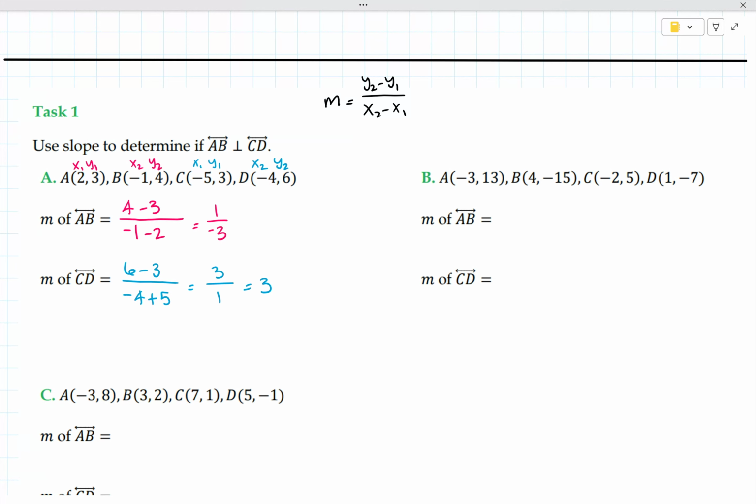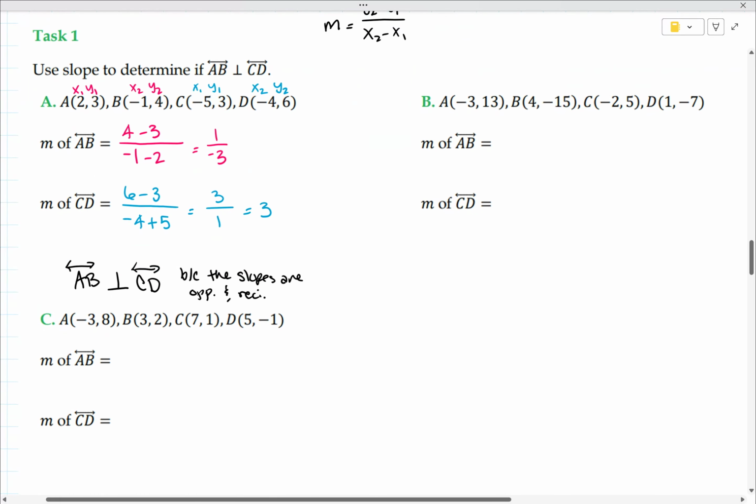So I'm kind of looking at our slopes. So check, they're opposite signs. One's positive, one's negative. And they are reciprocals. So this tells us that, yes, they are perpendicular. So line AB is perpendicular to line CD, and that's because the slopes are opposite and reciprocal. So go ahead and pause and try questions B and C, and then we'll check our answers.